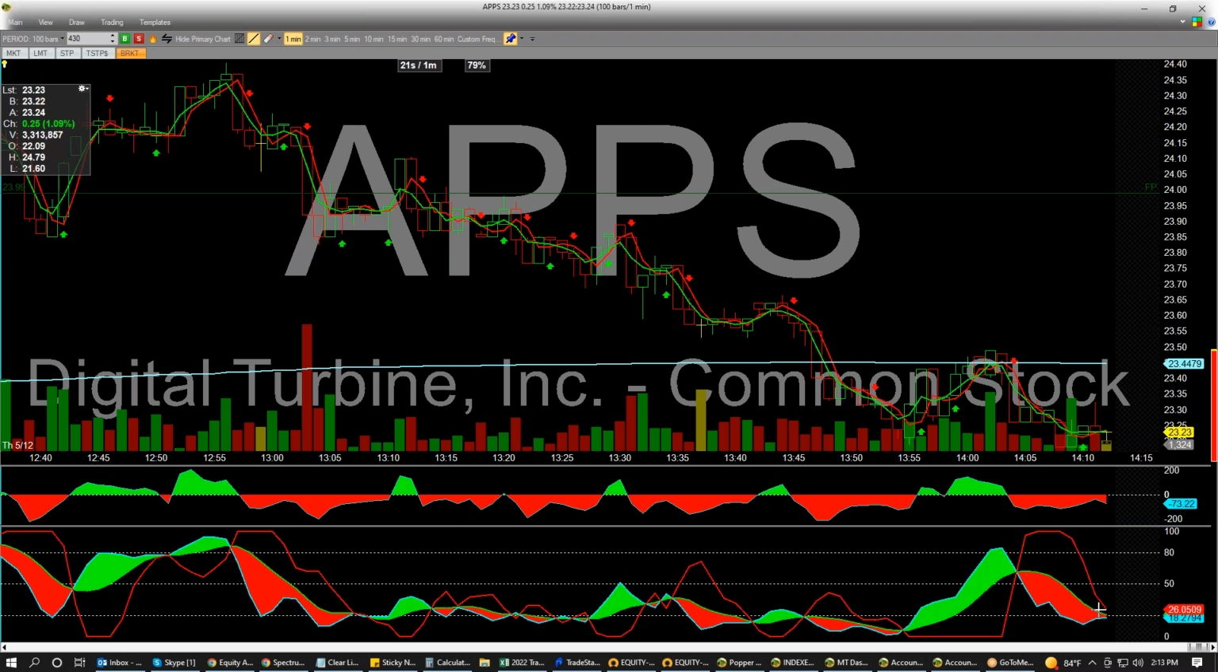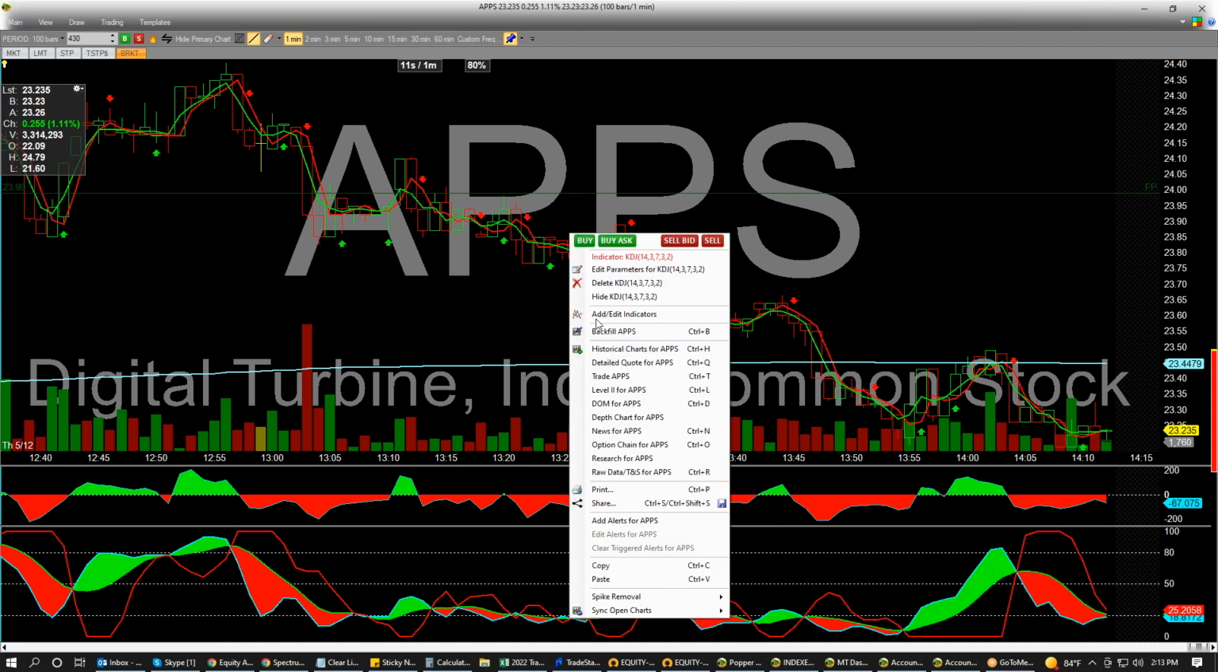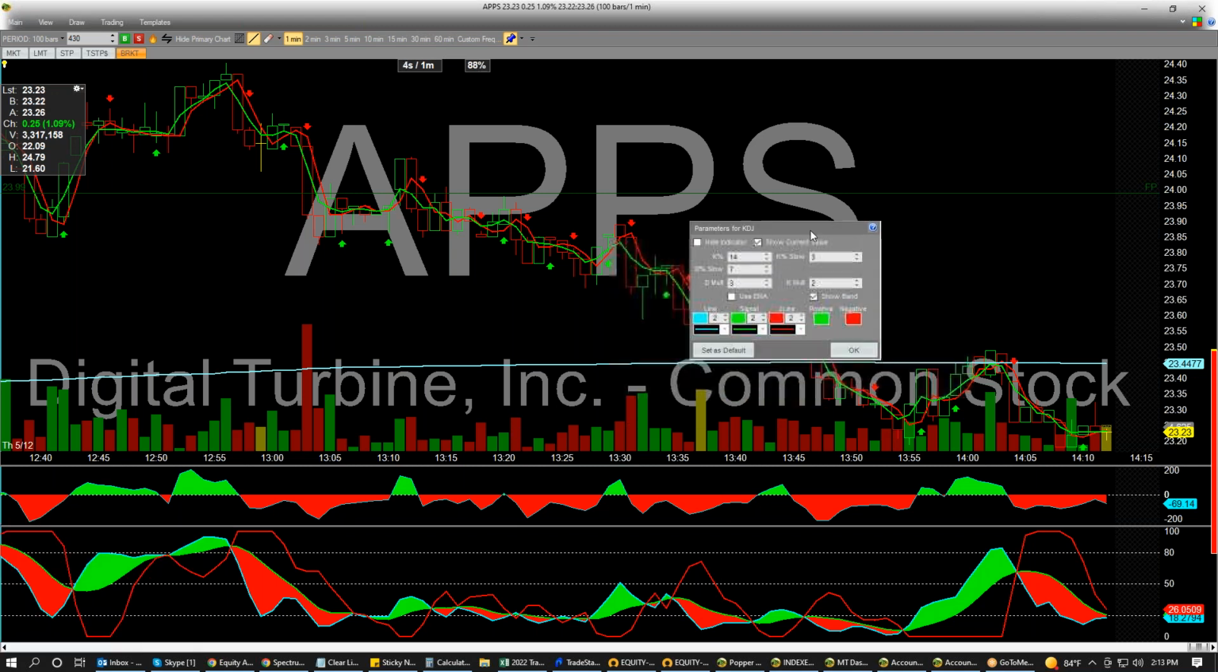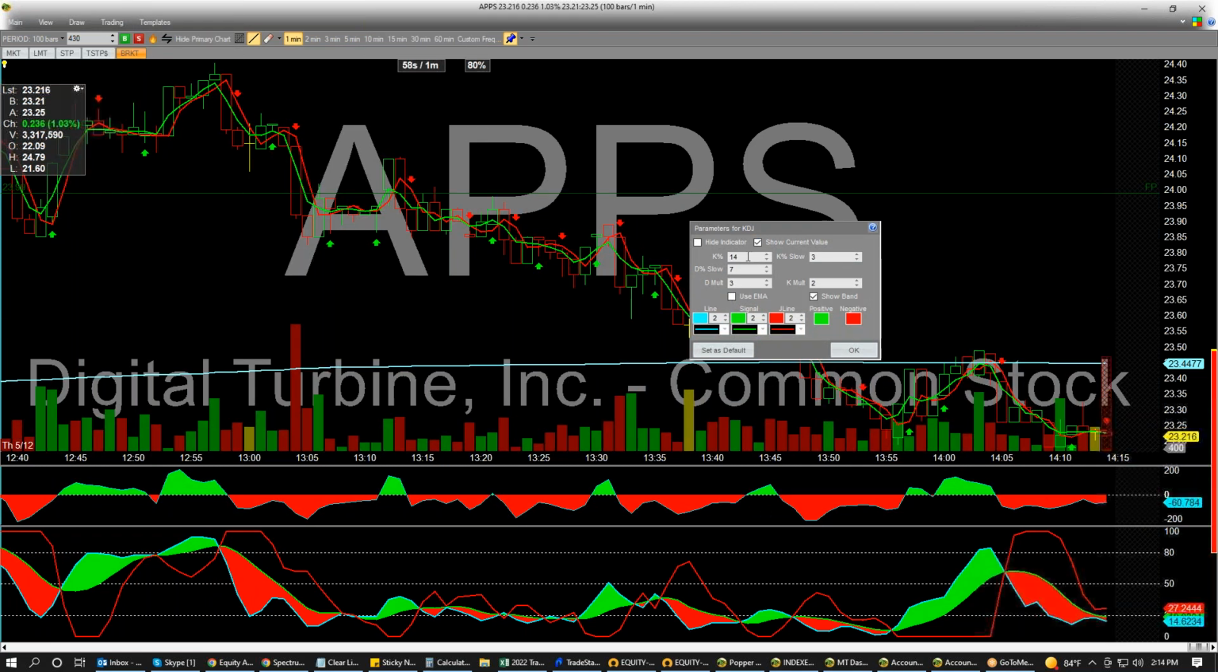Question from Jay is the parameters that I have on CCI and KDJ. So I use the preset parameters on KDJ. I haven't changed them, they're the same ones that Medved gives as preset, 14, 7, 3, 3, 2. Nothing changed there.